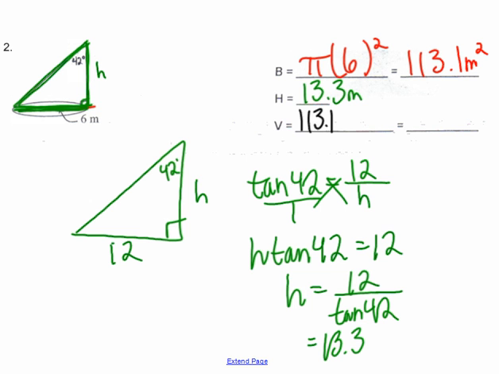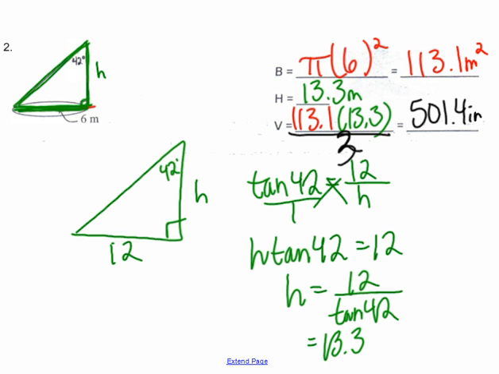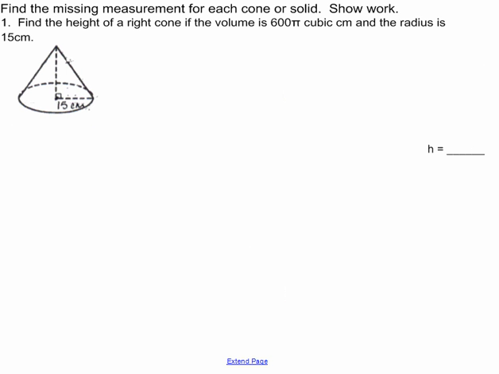So then to figure out the volume, I'm going to take 113.1 times 13.3, and then divide that by 3. 501.4 cubic inches. Oh, SOHCAHTOA action.